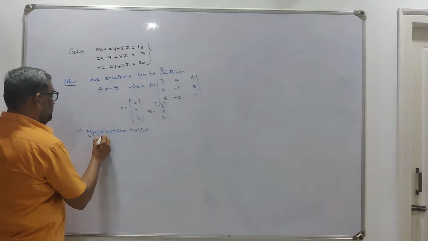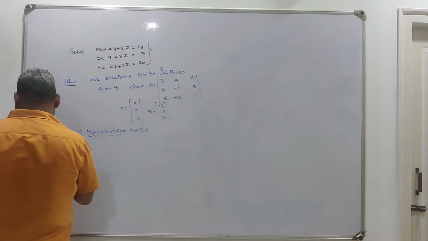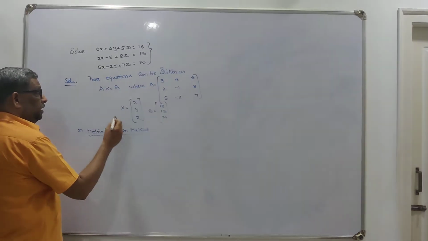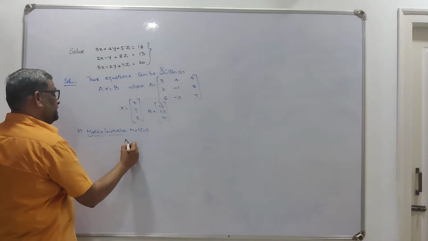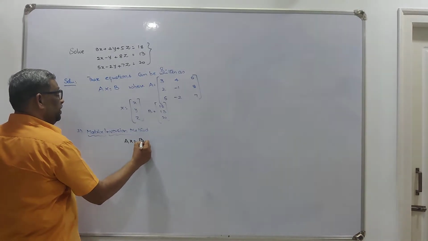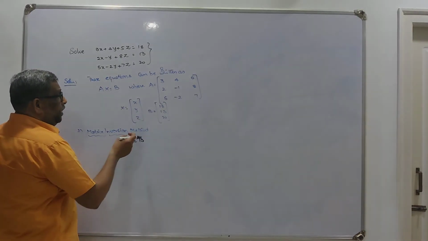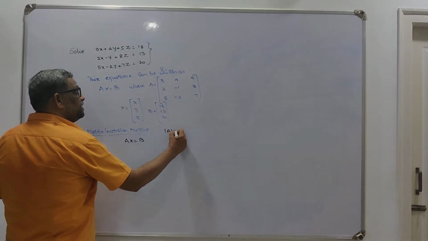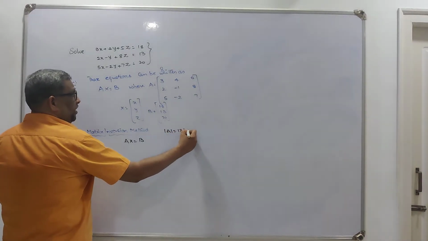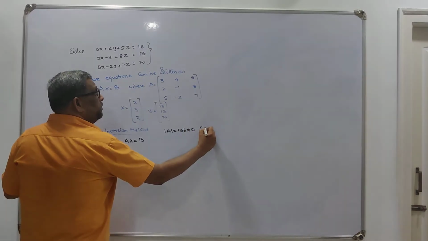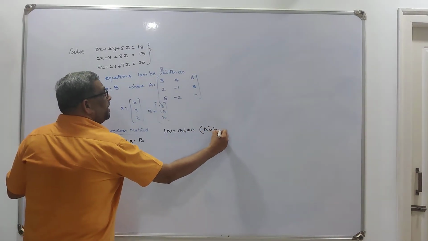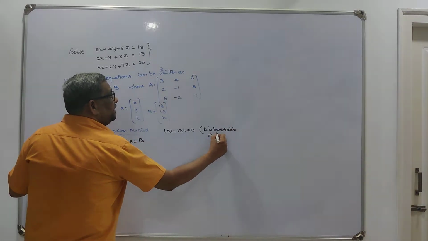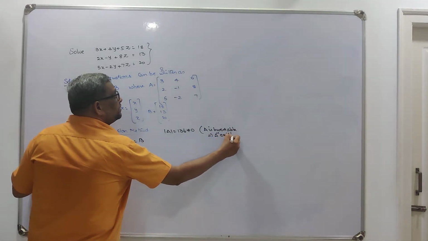How to do it? The matrix inversion method. Here we obtain that Ax = B, and we need x. We already found that det A is equal to 136, which is not equal to 0. This implies A is invertible, that is, A inverse exists.